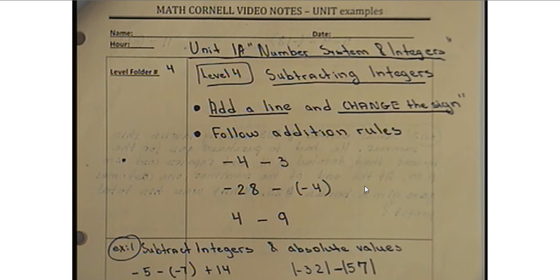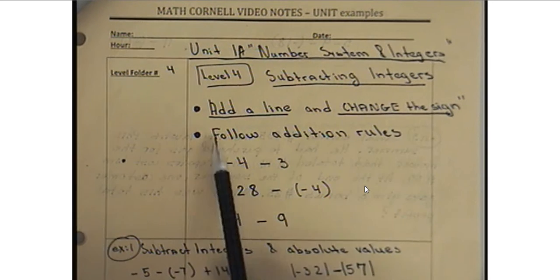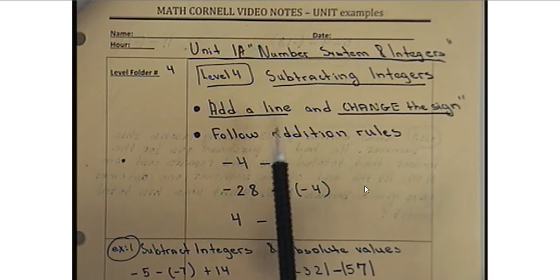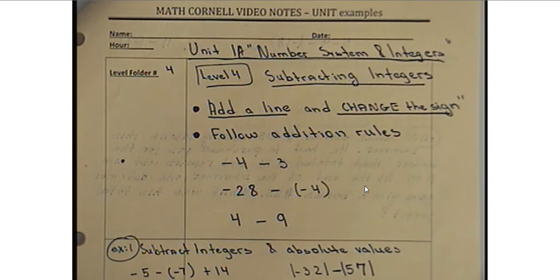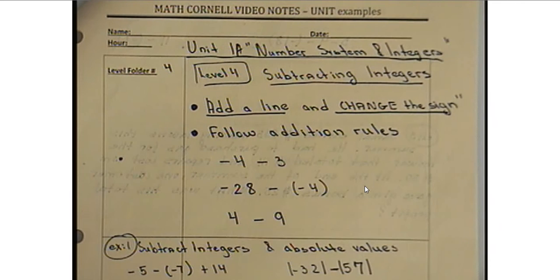exact rule as adding integers. There is only one thing that you have to do before you actually start adding your numbers. So, go ahead and write down the topic of the lesson, subtracting integers, and I want you to write those two very, very important things. First one, add a line and change the sign. So what that means, I will explain just in a second, but go ahead and write this down. And the second thing will be follow addition rules.